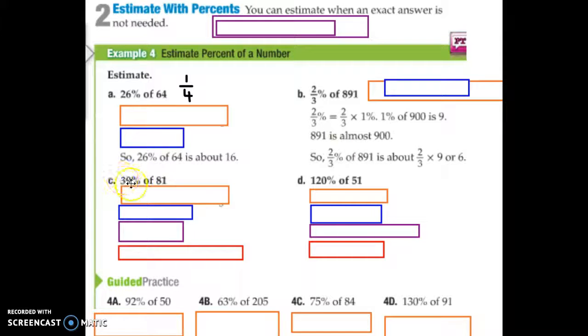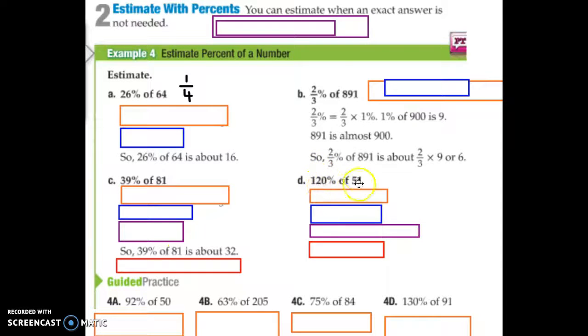Alright? 39% is around 40%, correct? So let's do our 10% trick. 10% of this is 8.1. Alright? And then I'm going to do 8.1 times 4 because I want 40%. So it's about 32. 8.1 times 4 is just over 32, around 32.